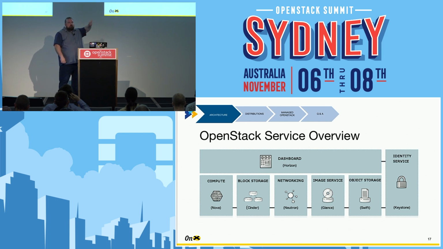Dashboard, right? We all understand what a dashboard is. It's Horizon. We log in. We got a website, got a bunch of clicky things, forms to fill in. That's how we get our infrastructure. That's how we make things happen. And then these other ones we will talk about: compute, block storage, networking, image service, object storage, and identity service. We'll talk about them a little more.